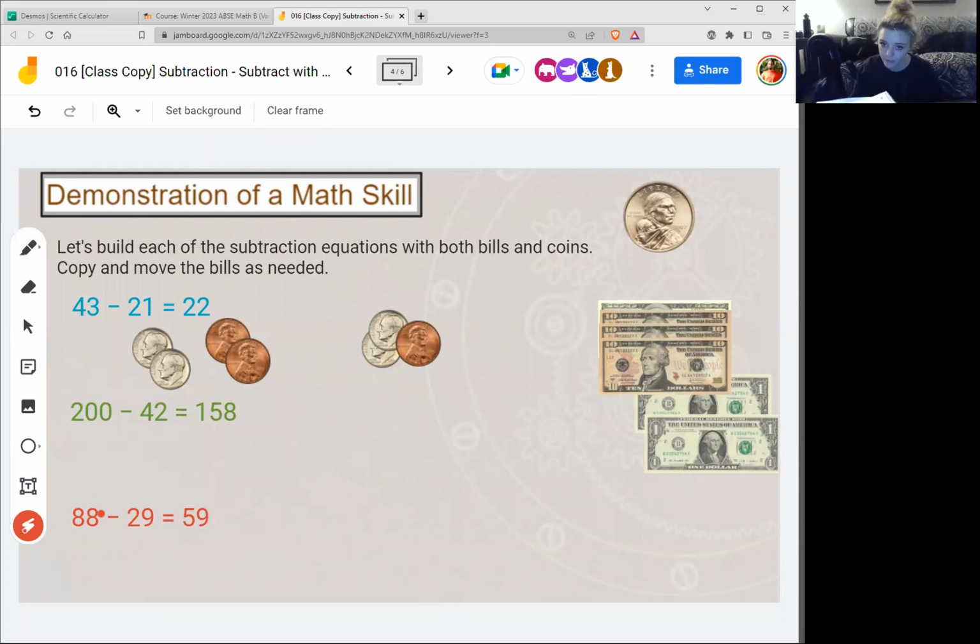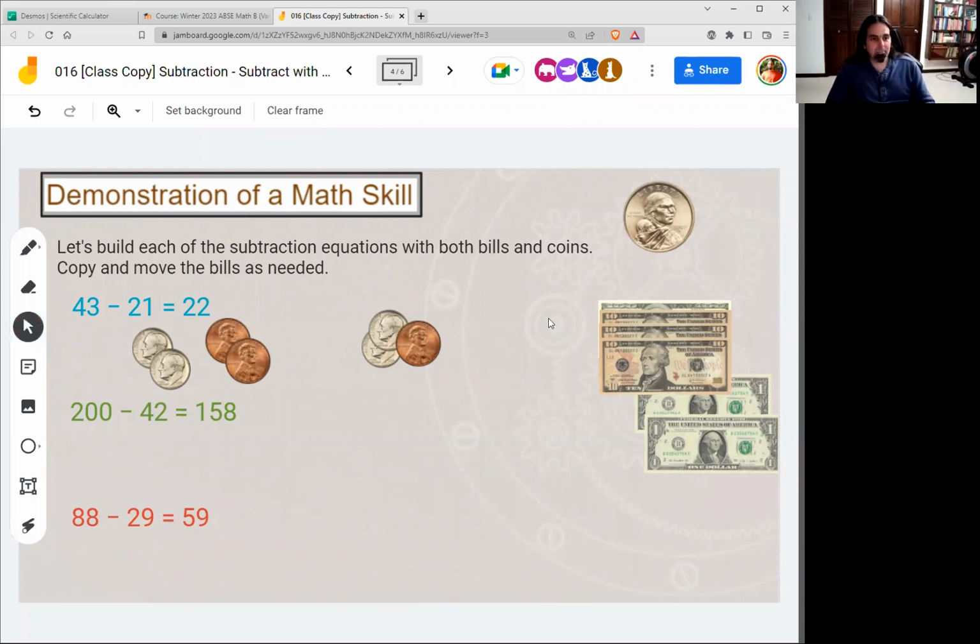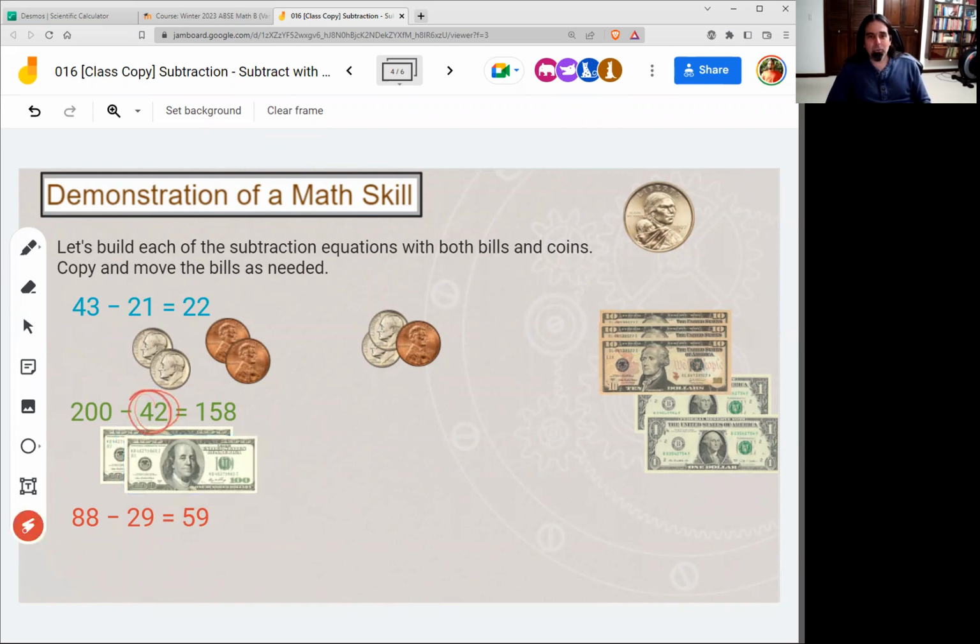Two $100 bills. Oh, okay. I'm off to a good start. That's not going to get me very far though, because I can't get rid of 42 very easily. So just like in the previous slide, if something is annoyingly big, I should shatter it into smaller pieces.